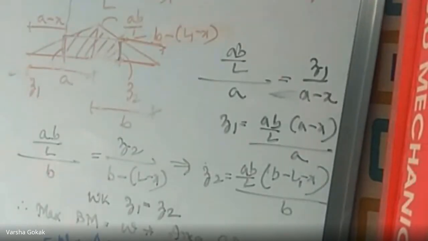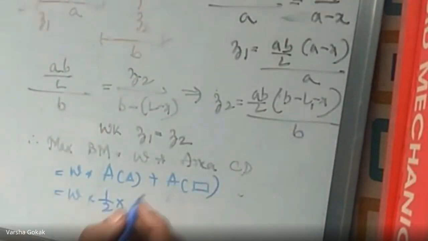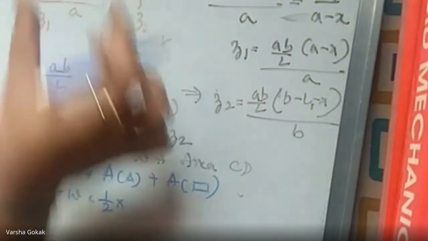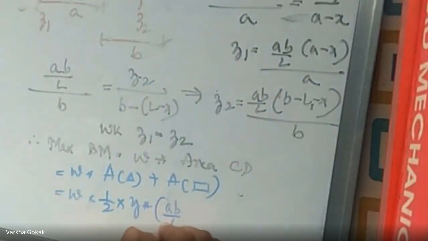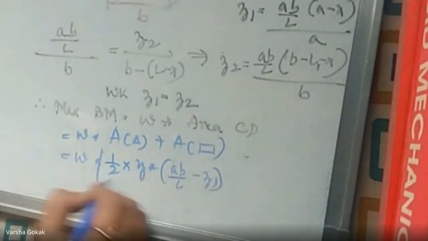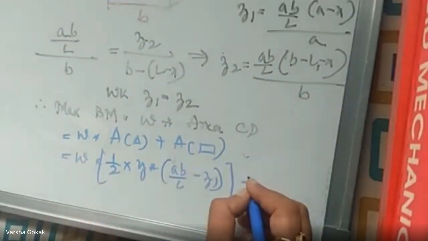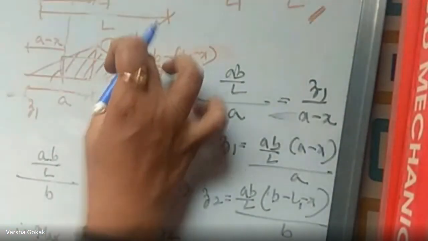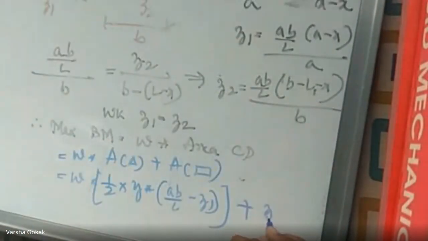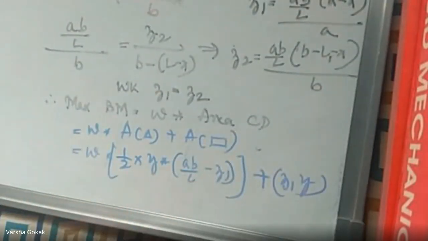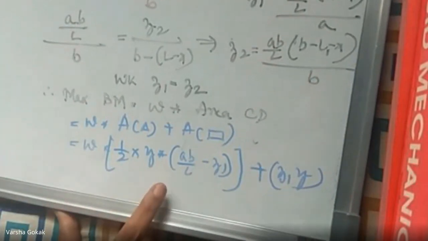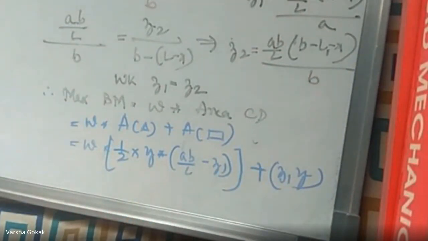So half into base, which is this, that is Y, into height. Height is AB by L minus Z1. I will not substitute Z1 or else it will become a mess. This is the area of the triangle plus the area of the rectangle, which is going to be Z1 into Y. So you can leave it at this point only. Don't simplify further because it will unnecessarily extend your work and you will not get the right answer. So this much only you can show.